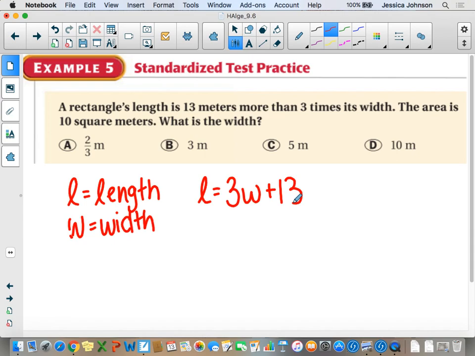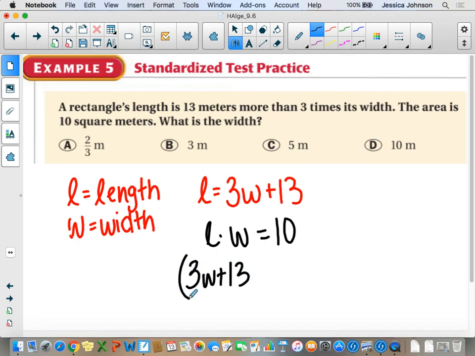Okay, multiply length times width to get area. So the length is just this, L equals 3W plus 13. So I'm going to substitute 3W plus 13 in for L. I'm going to keep W for width, and that equals 10.